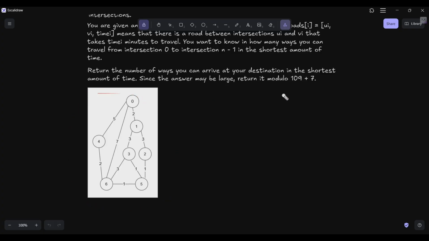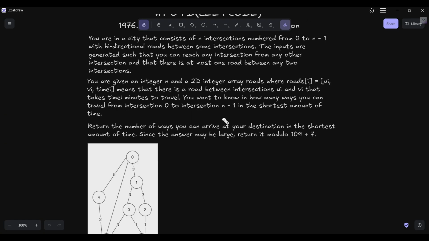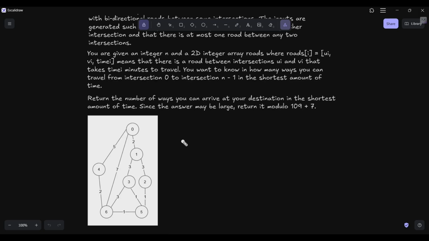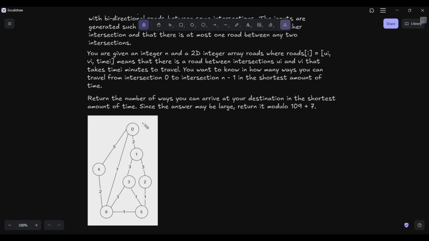And if the answer is very large, then we have to return it modulo. So simple. If you have studied graphs, then you will know how to calculate the shortest path. You would simply know the Dijkstra algorithm. Dijkstra algorithm is famous for calculating the shortest path between two nodes.